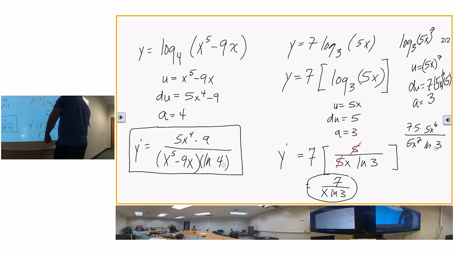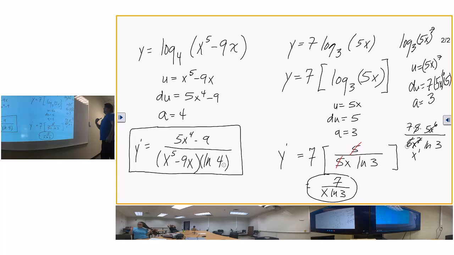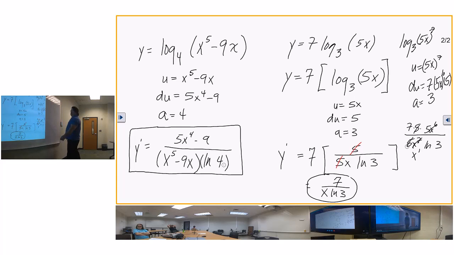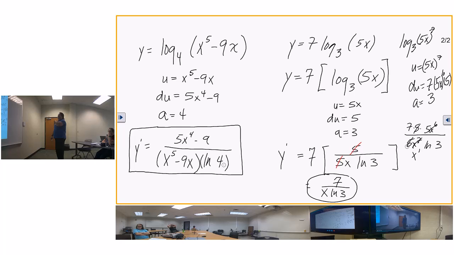See, that x cancels, x to the first, and the 5s cancel. Somehow we're leaving an extra 5. We got 7 times 5 right here. So we've got an extra 5 somewhere. It should come out the same. You added an extra 5 in the du step, I think.